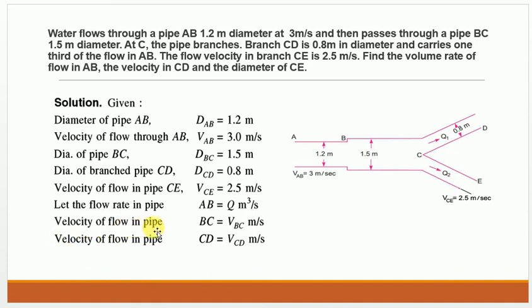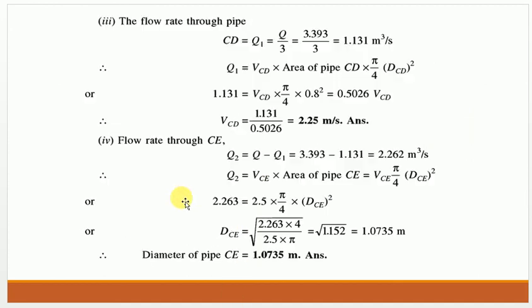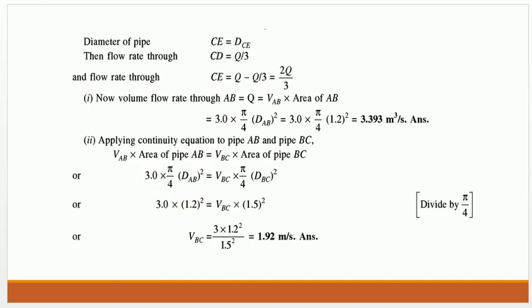The velocity of flow in pipe BC will be V_BC meter per second, and the velocity of flow in pipe CD will be V_CD meter per second. So these are a few parameters, notation that we're going to use to find the velocities and flow rates.